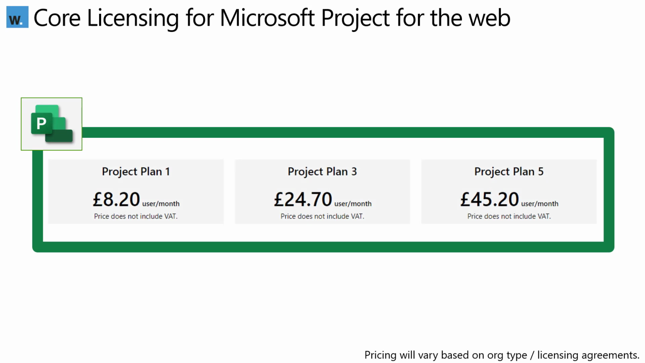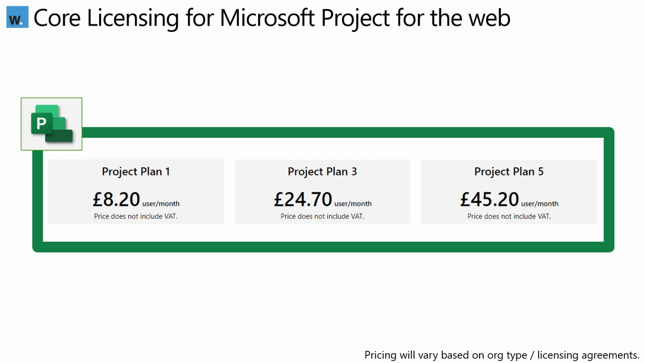Let's talk about costings and licensing if you want to start using Project for the Web as it comes as a standalone solution. So in order to start using it, you'll simply need to get either Project Plan 1, which covers most bases from a planning perspective, or if you're more of a power user, you'd be looking at using Plan 3. And I will highlight some of the differences on the next slide.